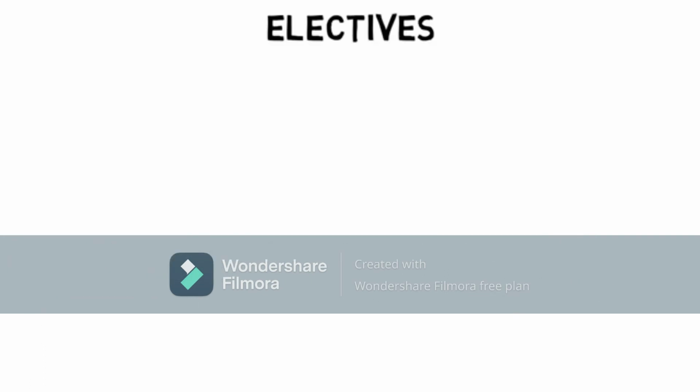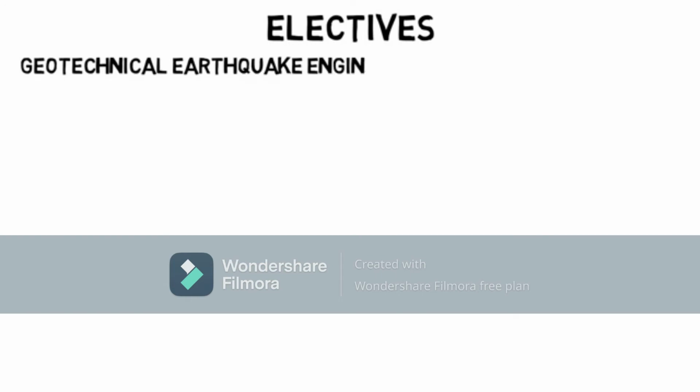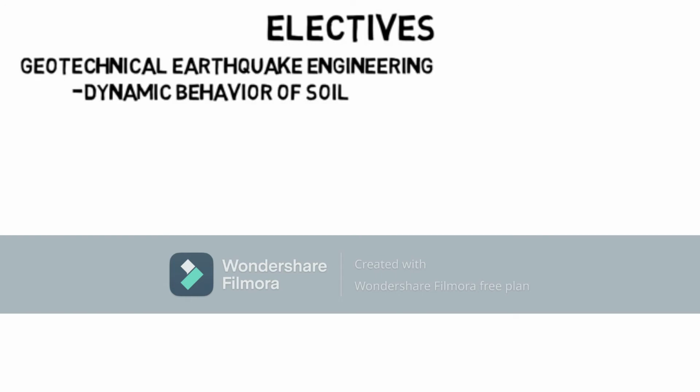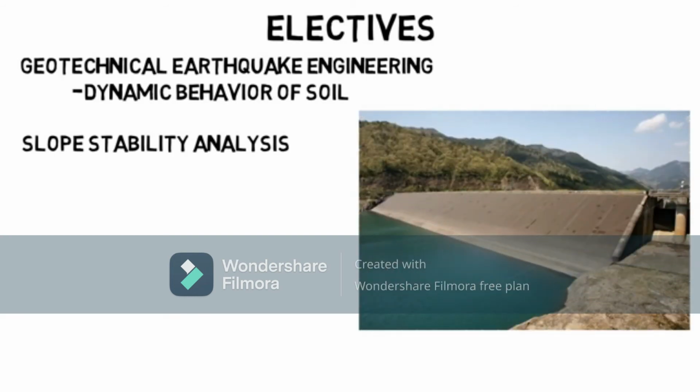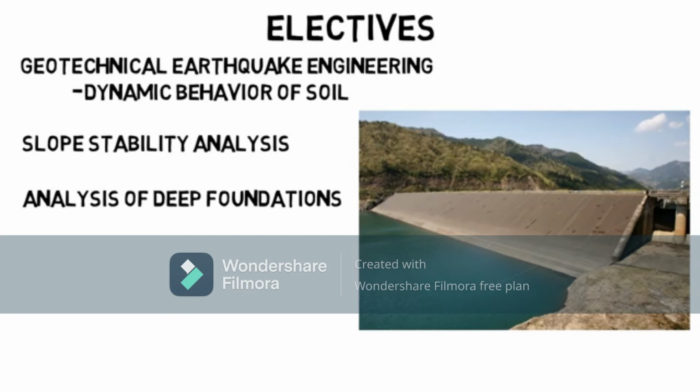Your elective classes could include geotechnical earthquake engineering, which would be like learning the dynamic behavior of soil as opposed to the structure itself. Then slope stability analysis and how to safely design structures on slopes. An example would be an embankment dam. Analysis of deep foundations, where the structure goes deep into the earth for a stronger support, like for skyscrapers. And of course, there are many more classes.